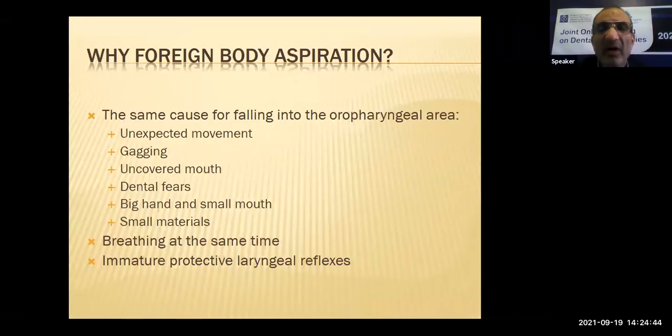The cause of aspiration is the same as ingestion, but in the pharynx, breathing at the same time leads the foreign body to the trachea, especially with an immature protective laryngeal reflex, which helps it go to the tracheobronchial tube.